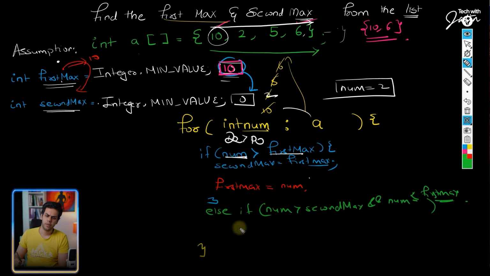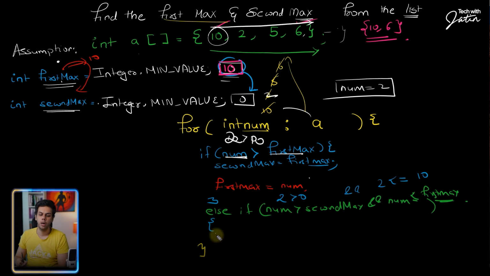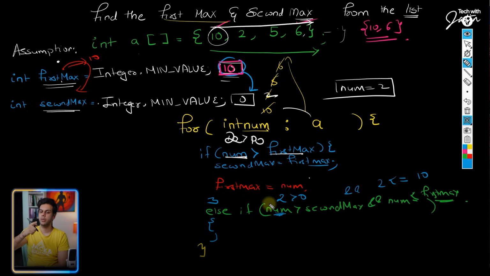So over here, what is going to happen? Number is what? Number is 2. 2 greater than 0. Condition is true. And 2 less than or equal to 10. This also is true. Since both the conditions are true, whatever I got, this number can be the second max. So I'm going to update the second max over here. So second max is going to be equal to number.